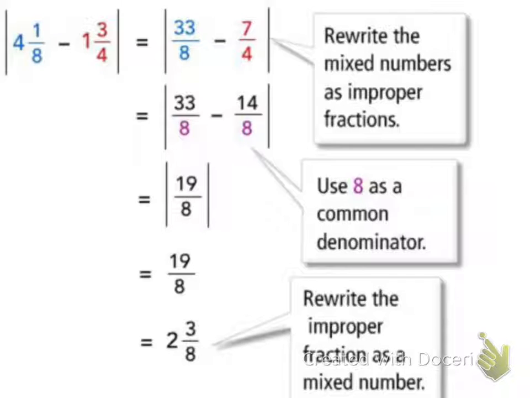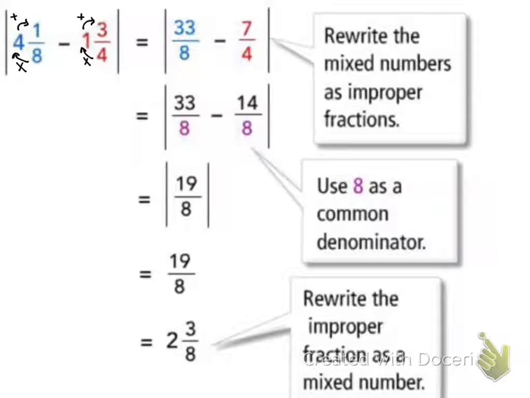Well, the first thing we have to do in order to solve this, you can think about absolute values kind of like parentheses, so PEMDAS, you always do those first. So we're going to have to simplify what's inside the parentheses, and then we'll take the absolute value as our last step. So how do you subtract 4 1/8 minus 1 3/4? Well, you first got to get common denominators. How do you get to common denominators? Well, you got to have improper fractions. So 4 1/8, how do I get that into an improper fraction? Well, I'm going to multiply the 8 by the 4, which is 32, plus 1, which gives me 33 over 8.